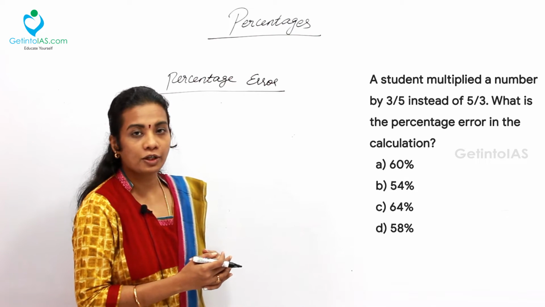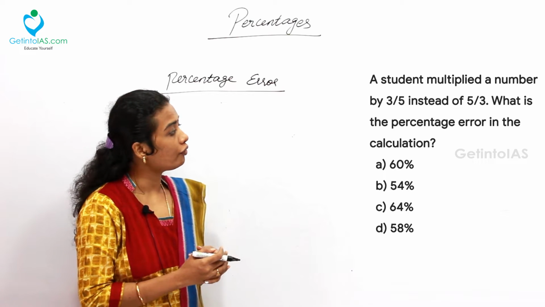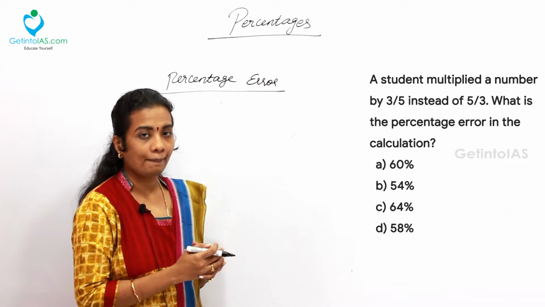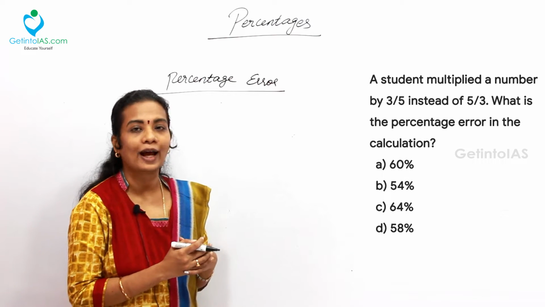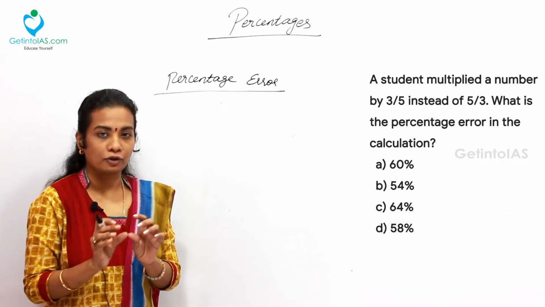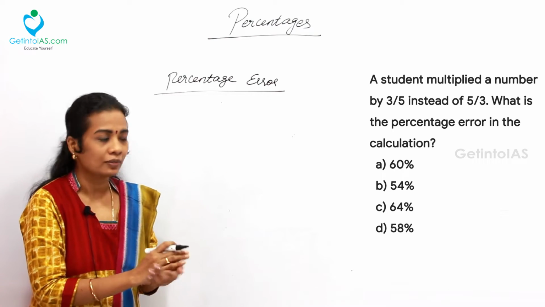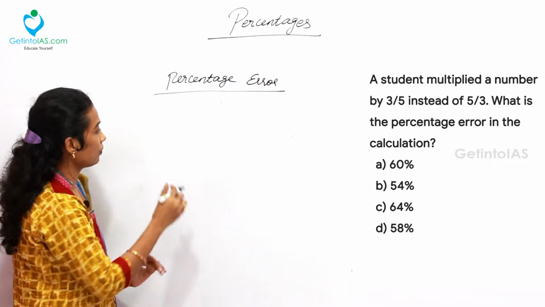A student multiplies a number by 3 by 5 instead of 5 by 3. What is the percentage error in this calculation? In the previous sum, we dealt with integer percentage values. Here a fraction value is given. How to deal with these kinds of sums, that we are going to learn now.